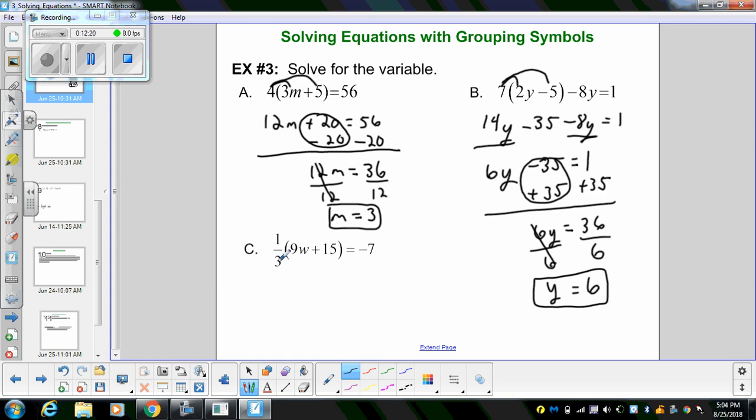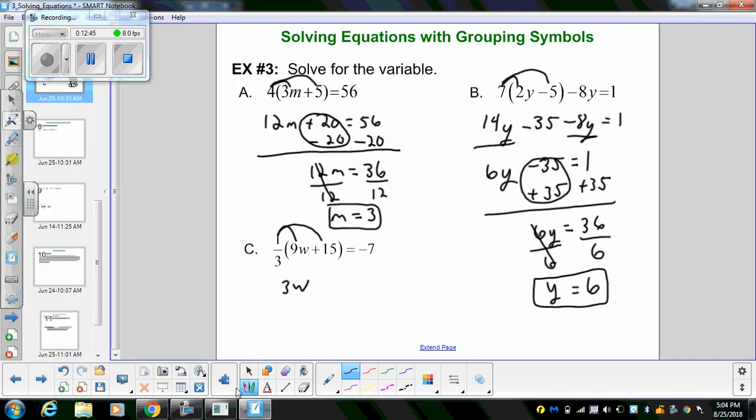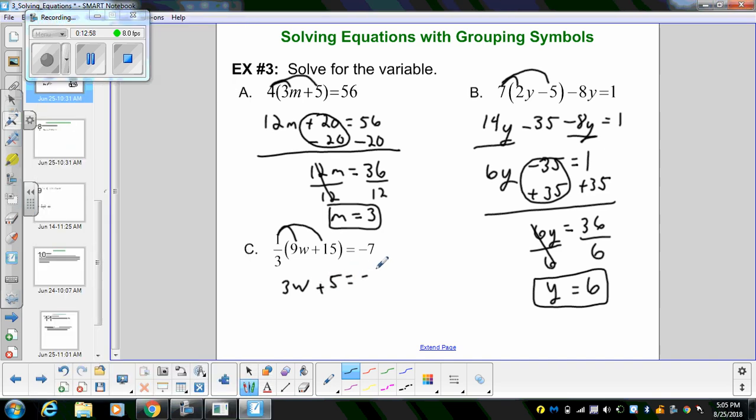Okay. Let's look at the next one. Now I'm dealing with a fraction. Don't worry, fractions are still numbers too. So we're going to do 1/3 times 9 and 1/3 times 15. On my calculator, again with fractions, I always put them in parentheses so the calculator knows that's a fraction. I'm going to do 1/3 times 9, and I see it's just 3. So it gives me 3w. I'm going to do the same thing with 15. 1/3 times 15 gives me 5. So it's plus 5 equals negative 7.